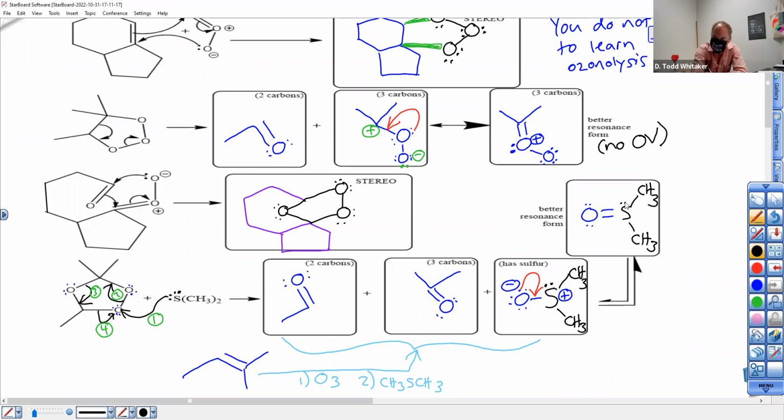Sulfur can violate the octet rule. It's in row 3, right? You can go beyond the octet as long as you're beyond row 2, because the 3D orbitals are now available to make more bonds. There you go.